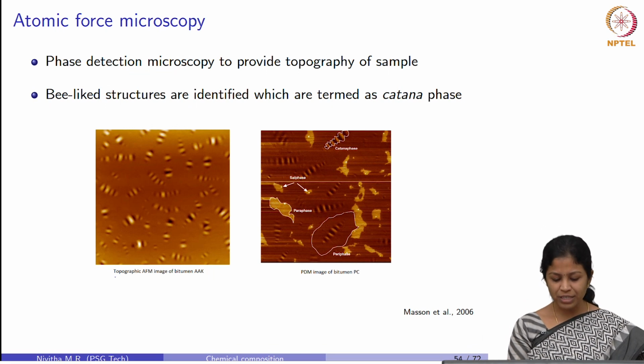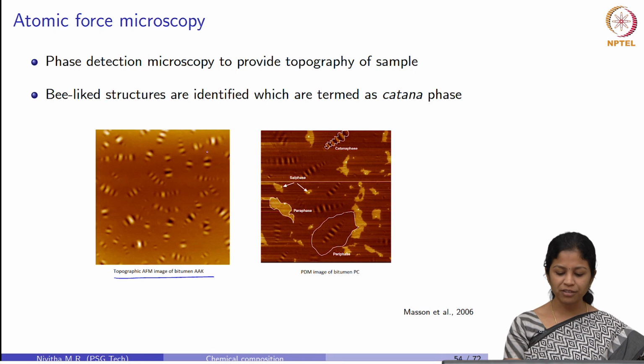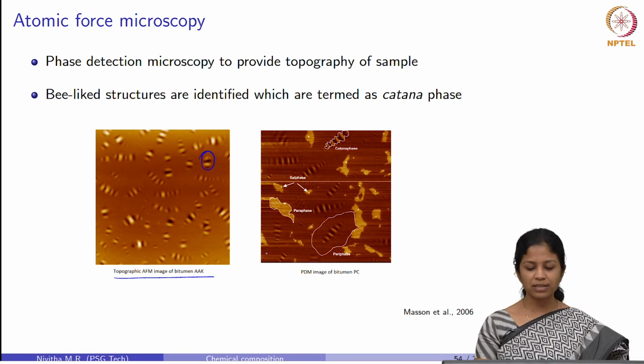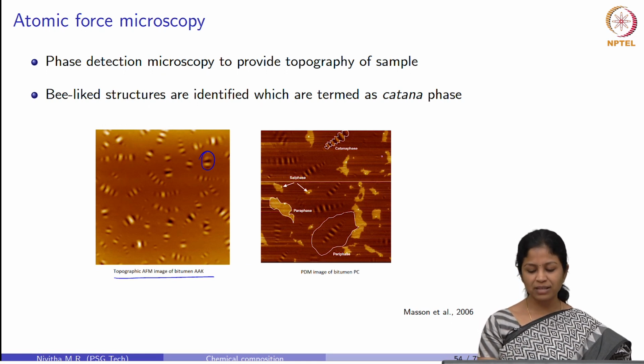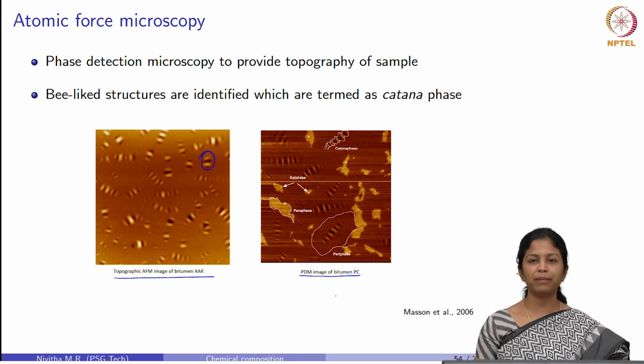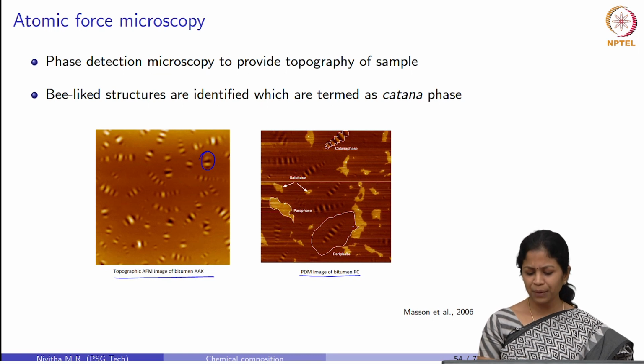Here the first one is a topographic image which we see here. We can see a lot of bee-like structures which are present here. These bee-like structures are termed as Catana phase, and there are also other phases which are defined here. This is a phase detection microscopic image of a particular bitumen. Here we can see there are 4 phases which are present.